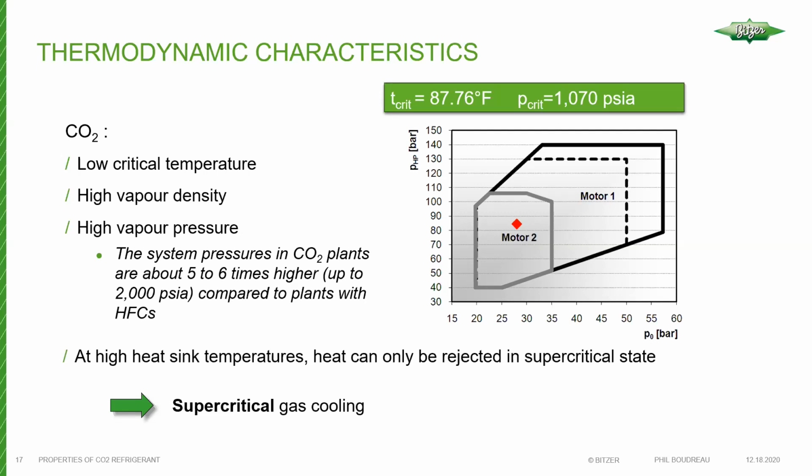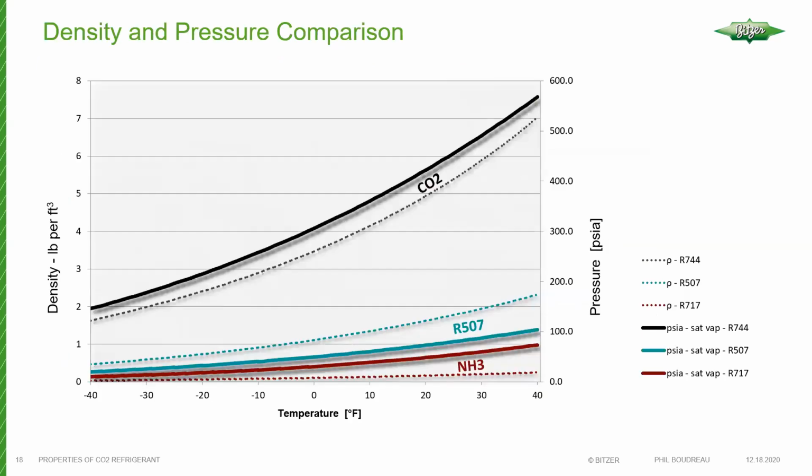So again, when we get into very high heat sink temperatures, specifically above that critical point, heat can only be rejected in the supercritical state. And this is where the learning has really taken place with CO2, for the most part, aside from safety aspects of it: what's going on in the high side of that system. If we take a high level look at some density and pressure comparisons of CO2 compared to other refrigerants, we can see that as the temperature increases, we can see a rather rapid increase in pressure, but also density for CO2 also.